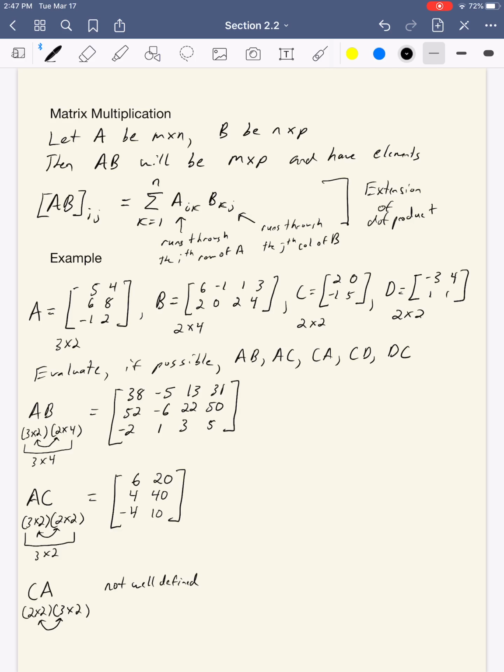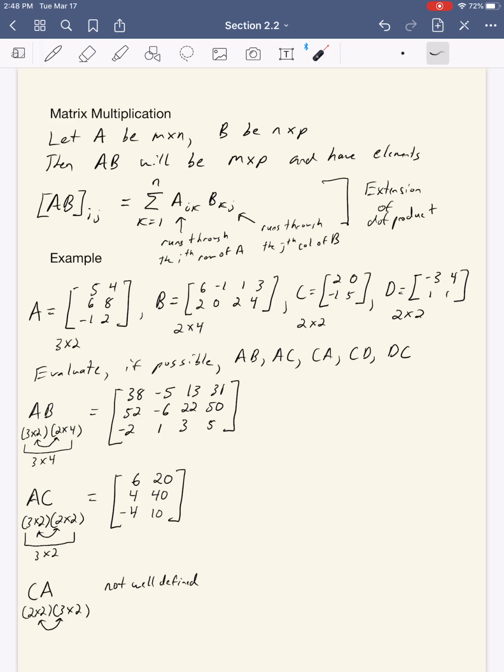If you imagine trying to do that multiplication, what would you do? Well, you take the first row of C and you try to multiply it or do the dot product with that first column of A. But this guy would only have 2 values, and this would have 3. That dot product isn't going to make any sense.